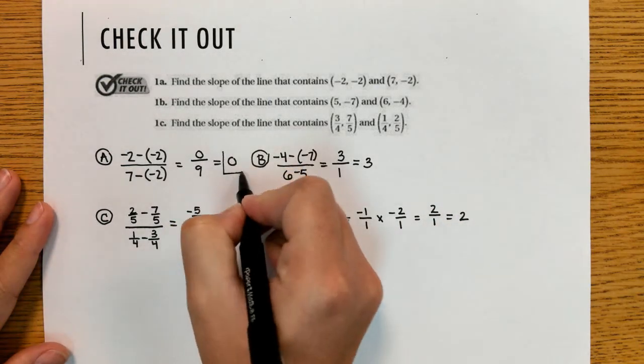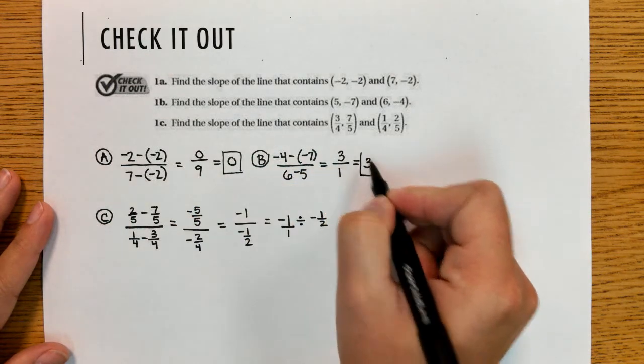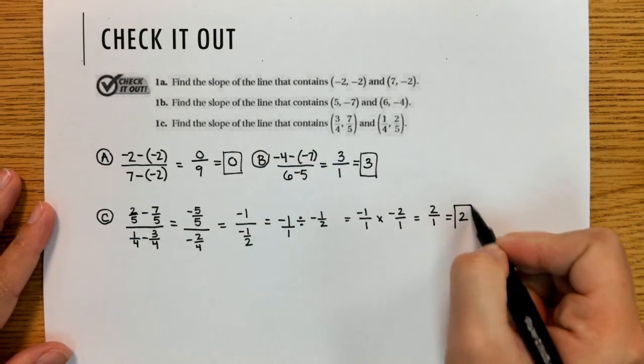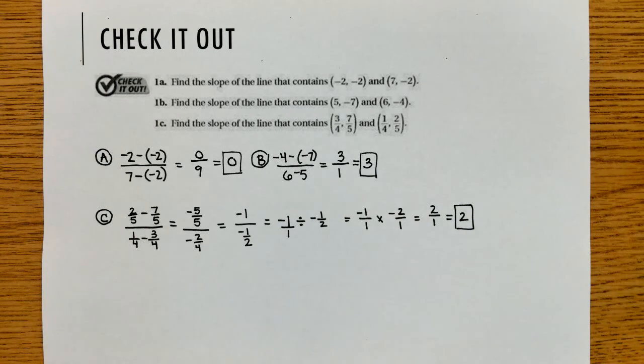So for A, we got 0. B, we got 3. And then C, we got 2 for our slopes.